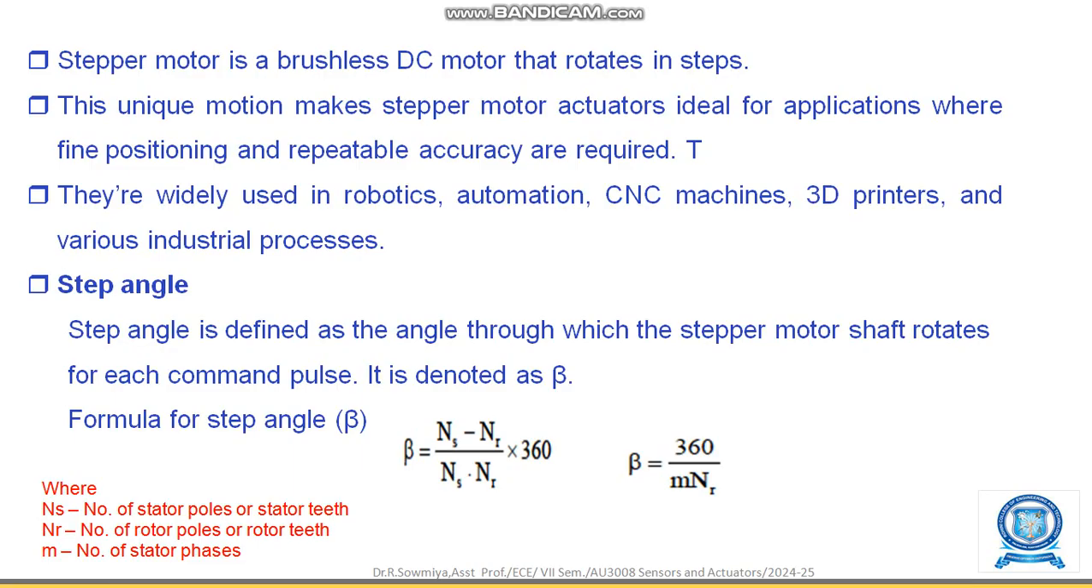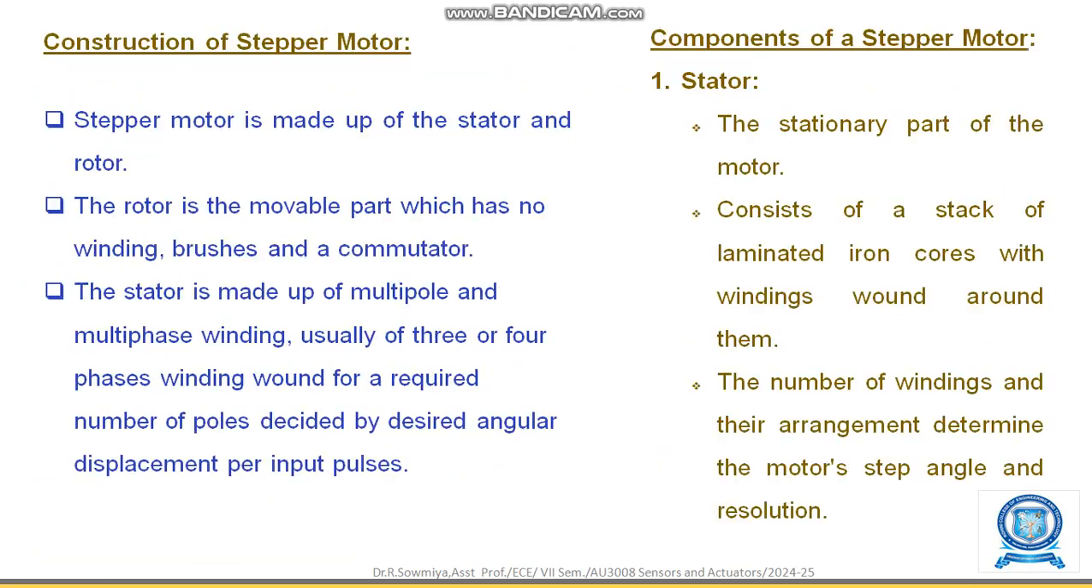Step angle is defined as the angle through which the stepper motor shaft rotates for each command pulse. It is denoted as beta. So step angle beta equals (Ns minus Nr) by (Ns into Nr) into 360 degrees, where Ns is the number of stator poles and Nr is the number of rotor poles, and m is the stator phases. Here beta equals 360 divided by m into Nr.